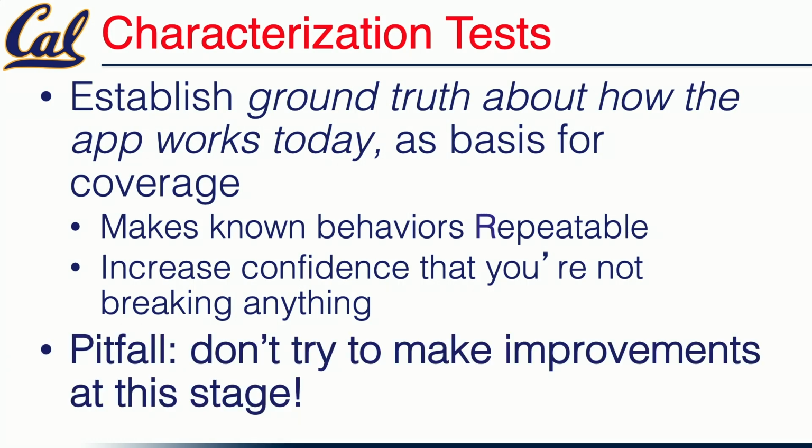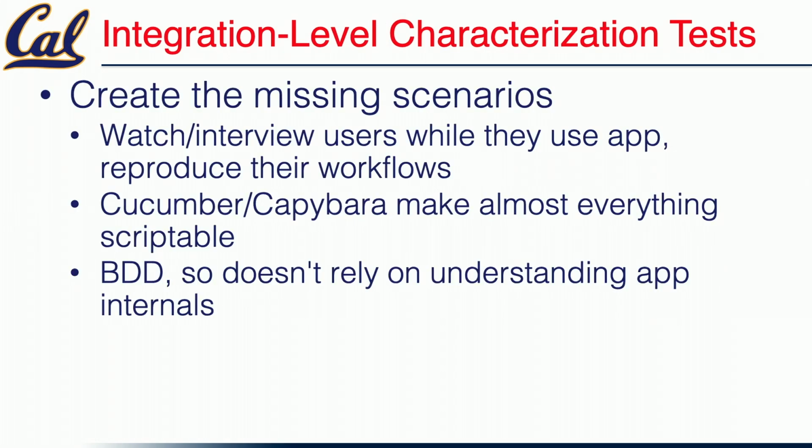The biggest thing to keep in mind here is that when you're doing characterization test creation, don't try to improve the app. Your sole goal at this point is to improve the level of test coverage around the aspects of the app that you may have to modify. So what's a characterization test? The simplest kind to explain is an integration level, or if you want, an acceptance level characterization test. And it's basically the Cucumber scenarios you don't have.